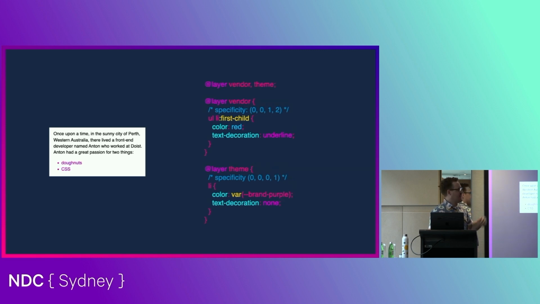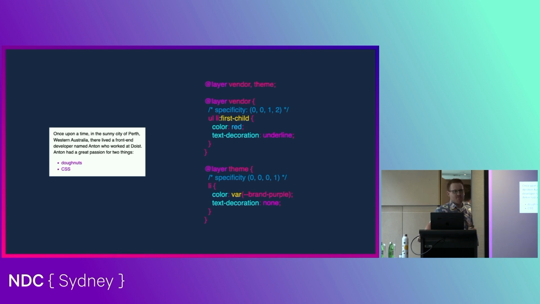If we instead put our layer of vendor and theme, we'll put our vendor styles in there. It's still got the higher specificity. And we can do the vendor and theme, but our theme one is going to win out because it is higher in the layers. So we're now getting a great way of managing all of this without fighting with the styles all the time.